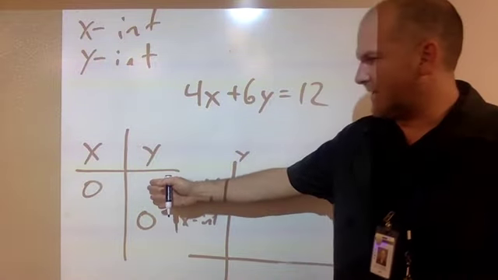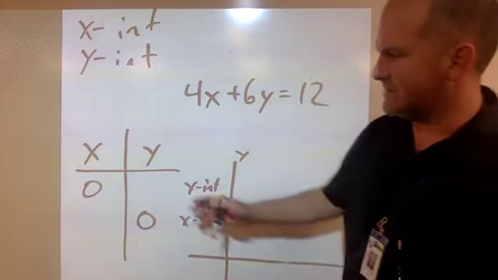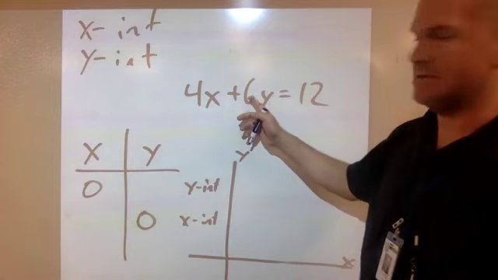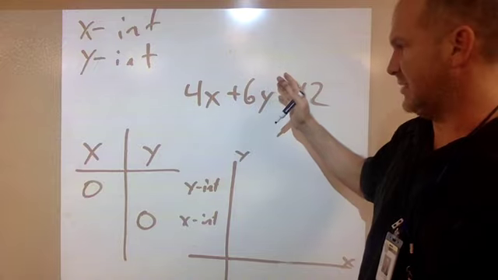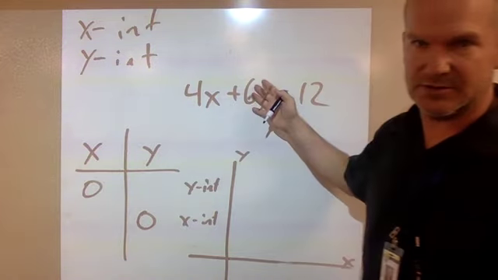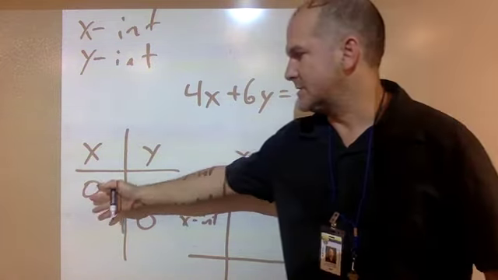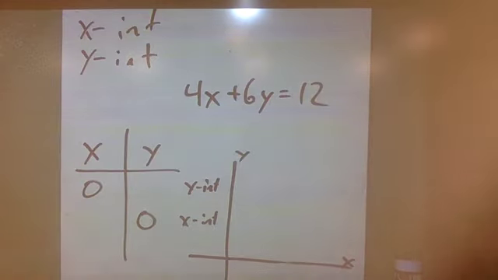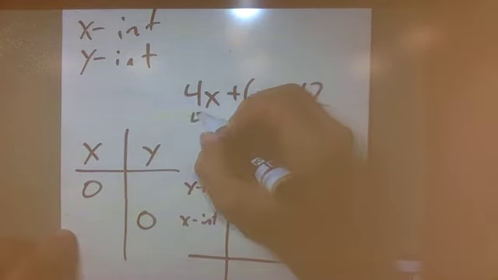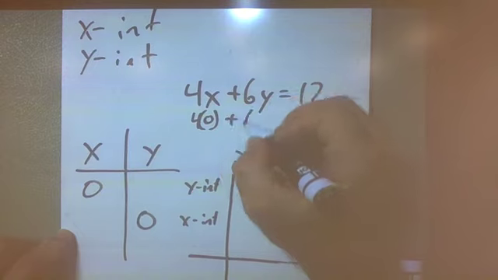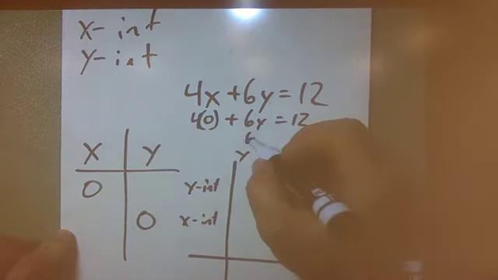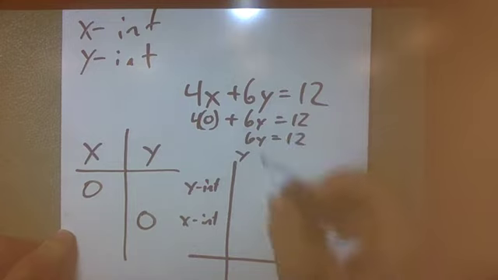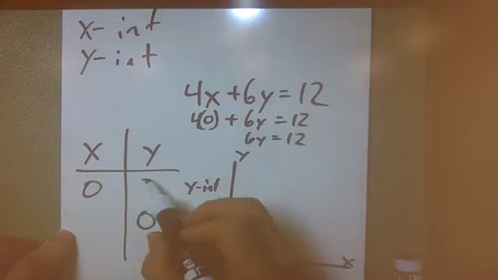But how do we know what the values of y and x are? We have to substitute in 0 into this equation. Remember, we don't have to change this. We don't have to put it in y equals mx plus b. We just have to substitute in a 0. So let's start by substituting in a 0 for x. You substitute in a 0 for x and you get 4 times 0 plus 6y equals 12. Anything times 0 is 0, so you just end up with 6y equals 12. And then you divide by 6 and you get 2.